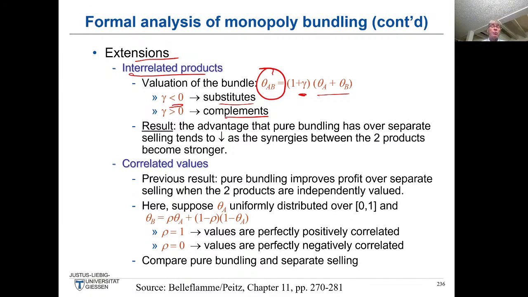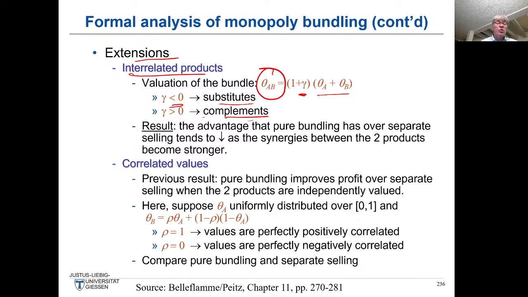It's clear if they're perfect substitutes, for instance, you would just assume that the sum of the reservation prices, if they're homogeneous, would be just twice as high as the valuation of the bundle, because you care only for one thing. Okay, and if it's complements, it's of course higher. You only care highly for product A if you also get product B.